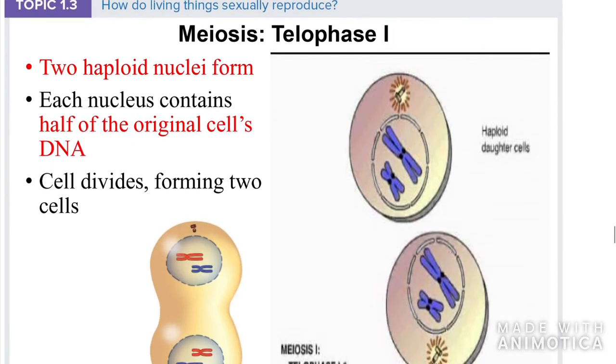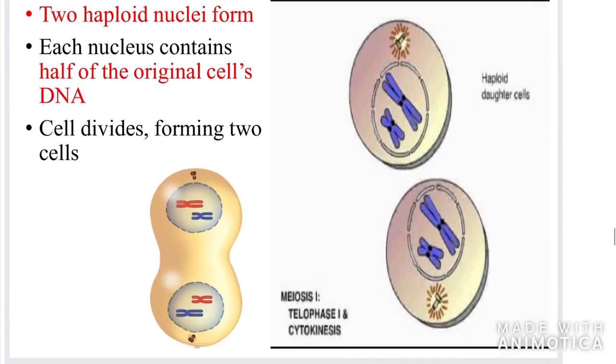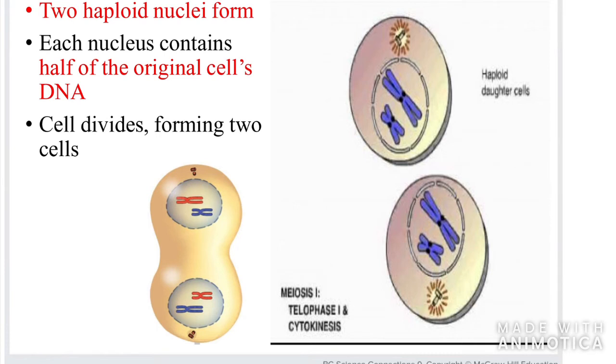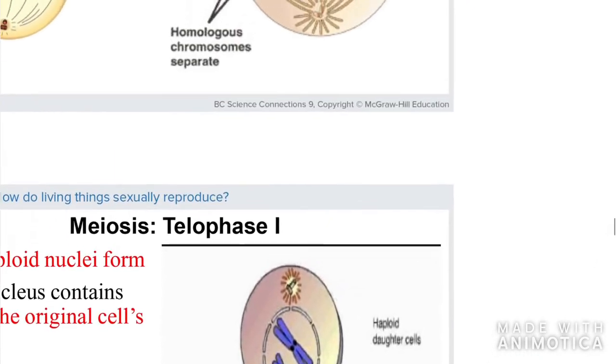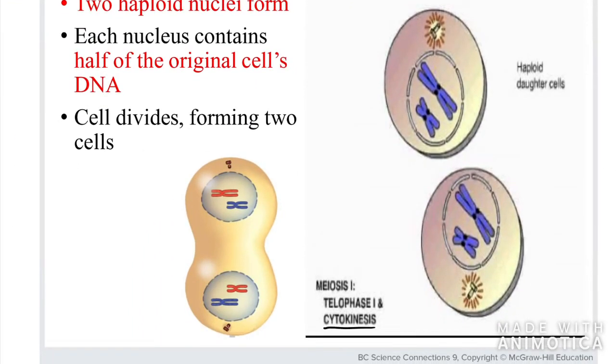And then we have telophase 1. In telophase 1, two haploid nuclei are formed. Each nucleus contains half of the original because we have one big red, one little blue, one big blue, one little red. The cell divides and two cells are formed. So we can call this cytokinesis, but you may also hear this called interkinesis. And the reason why it's called interkinesis is because it's in between meiosis 1 and meiosis 2.